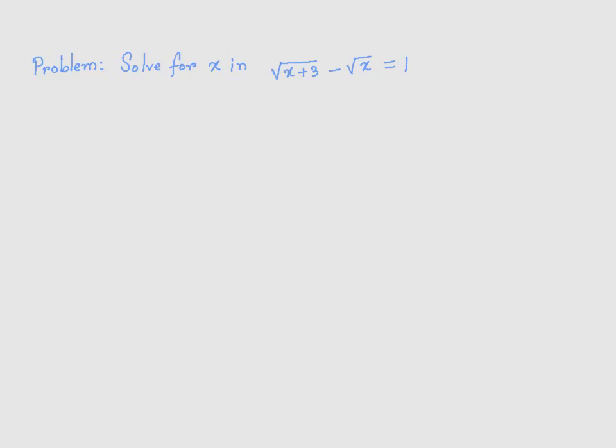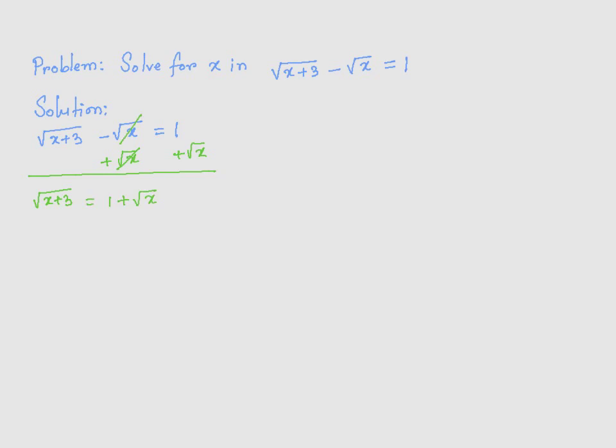In this video, I am going to solve for x. To solve for x, I just need to get rid of the radicals, and so in order to do so, I'm going to add square root of x to both sides. That is going to give me the following on the left: square root of x plus 3. Positive square root of x, negative square root of x cancel out, and on the right hand side I will have 1 plus square root of x.